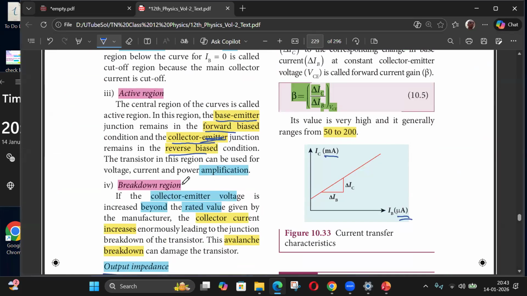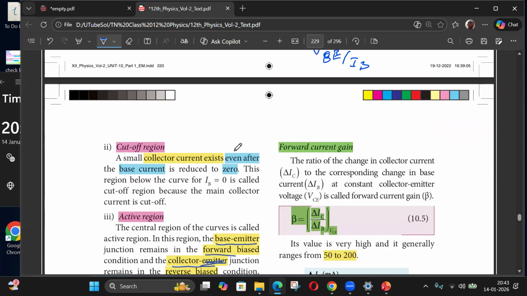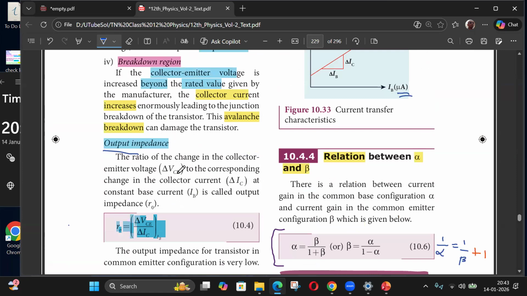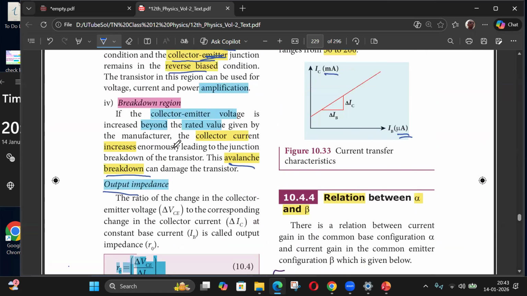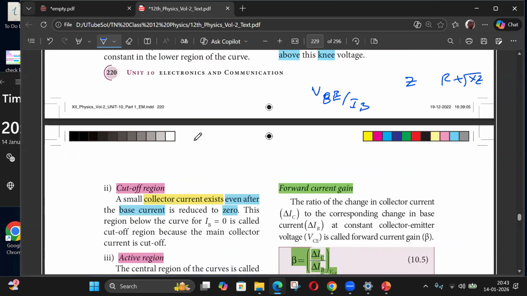Okay, so this is the active region. Cutoff means both should be reverse biased. And breakdown will happen if the voltage is high. Avalanche breakdown, and one junction should be reverse biased. There are two junctions in the active region. One of them is reverse biased, so that reverse biased junction, if that voltage is high, there will be breakdown.